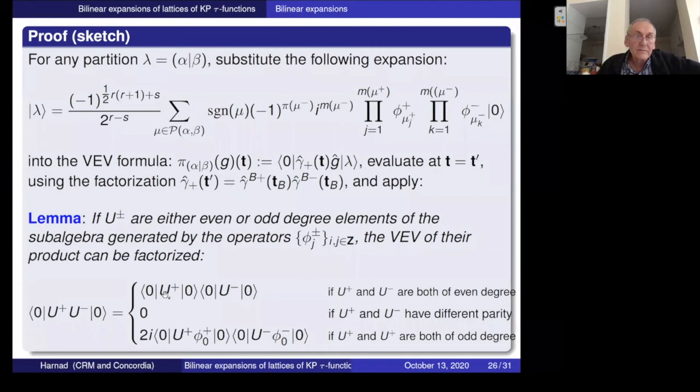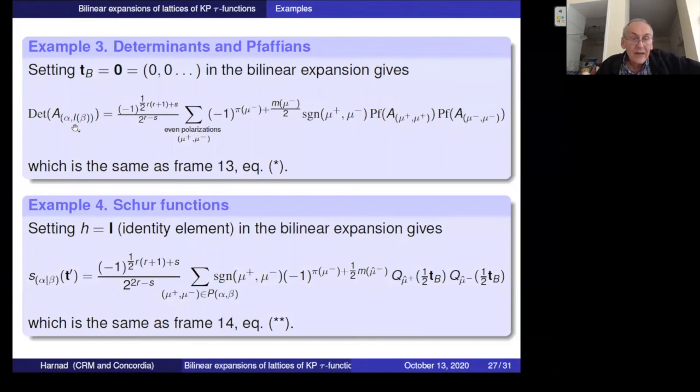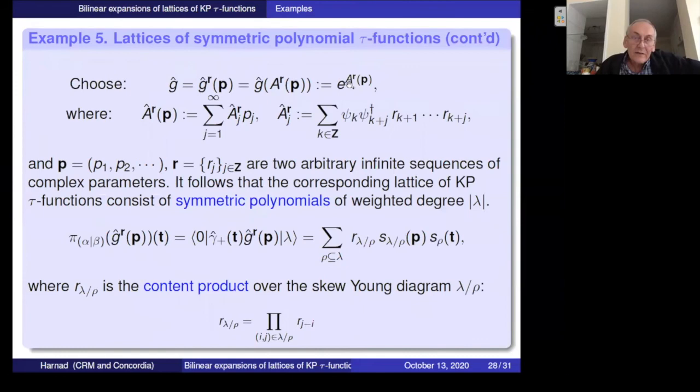Last example, we're done. If you set t equal to zero in that formula, you get back the formula that I spoke about at the beginning, namely the determinant of a skew matrix expressed as the sum over products of Pfaffians of principal minors. If you set the group element equal to identity in the general case, you pick up the case that we next study, where you have Schur functions and Schur Q functions.